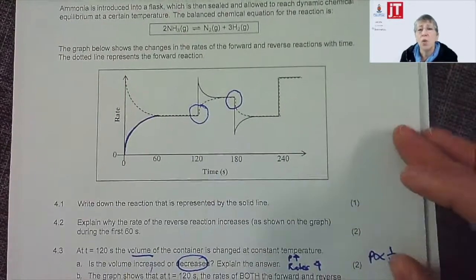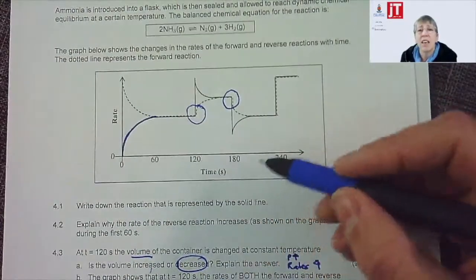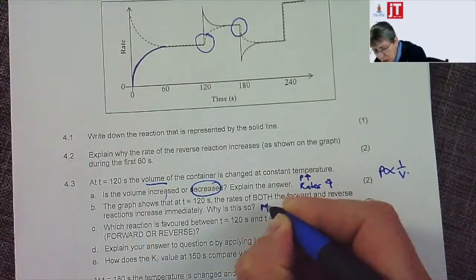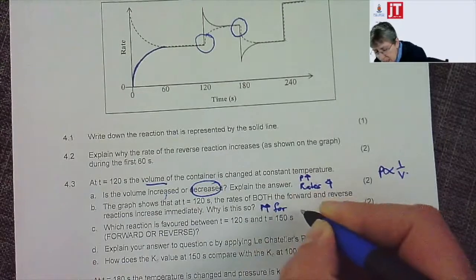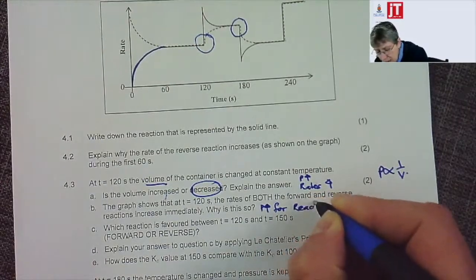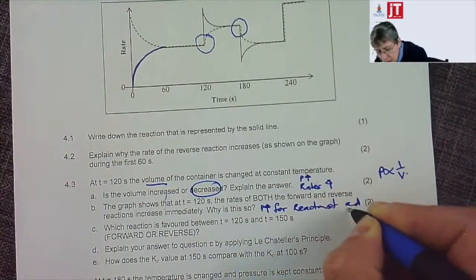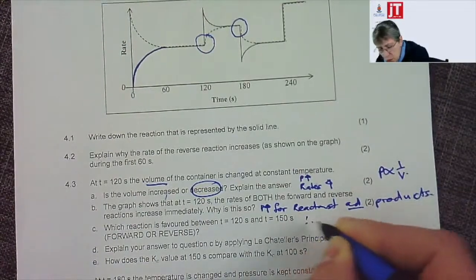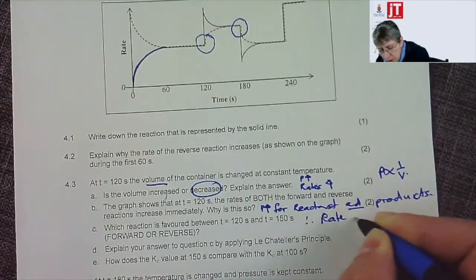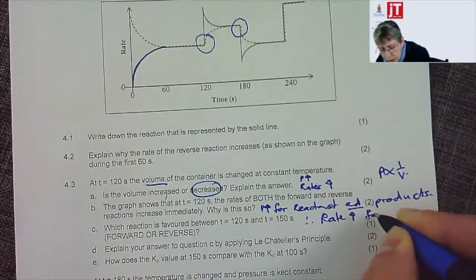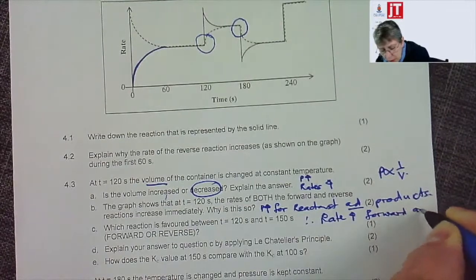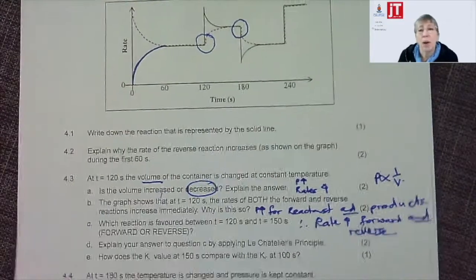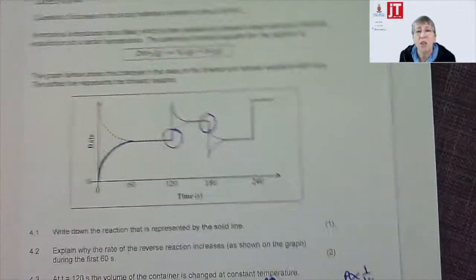Right, so all of them are in the same container, and therefore the pressure increases for the reactants and the products. And therefore the rate increases for forward and reverse. Right, so both products and reactants have an increase in pressure.